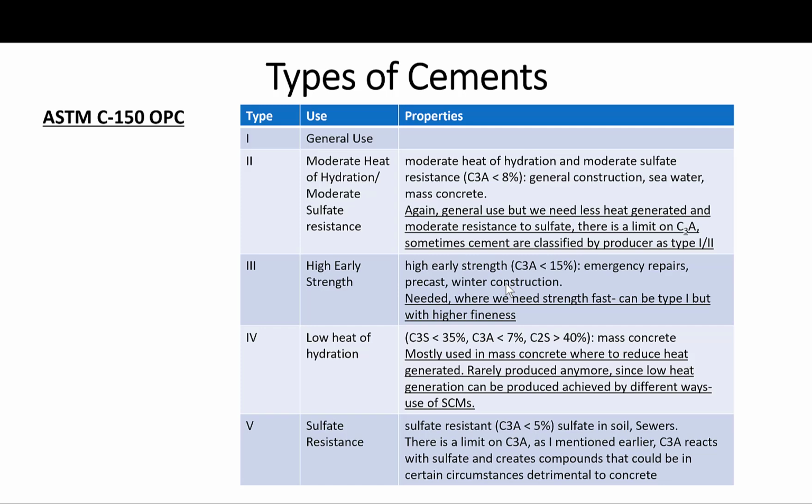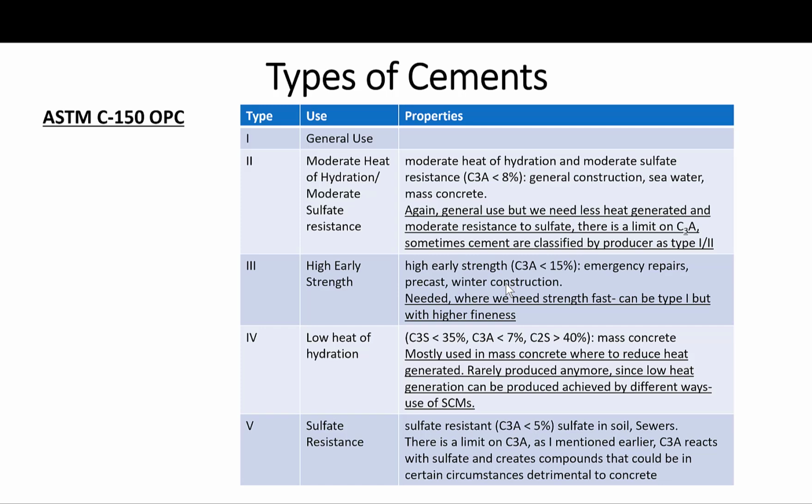Again, there is a limit on C3A. Sometimes cements are classified by the producers as type 1/2. You will see them because the limit is on the C3A. Some cements, because the requirements of ASTM vary widely and it does not impose restrictions on everything, could actually meet the designations of type 1 and 2 at the same time.